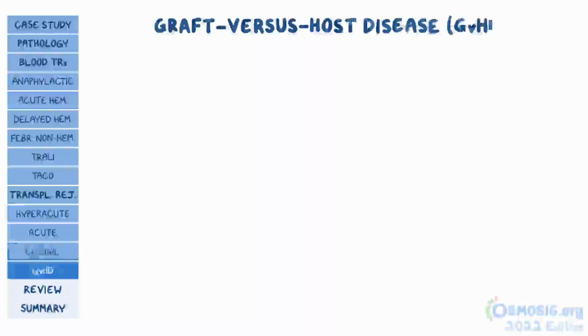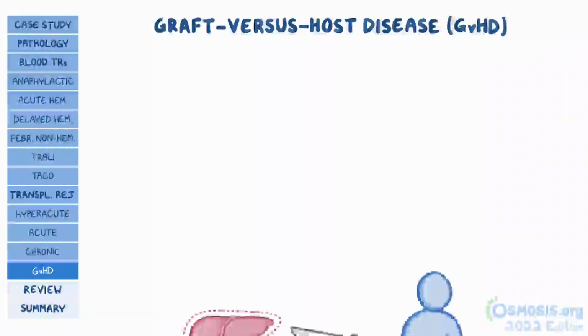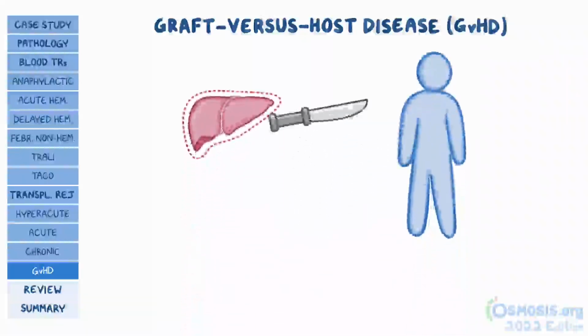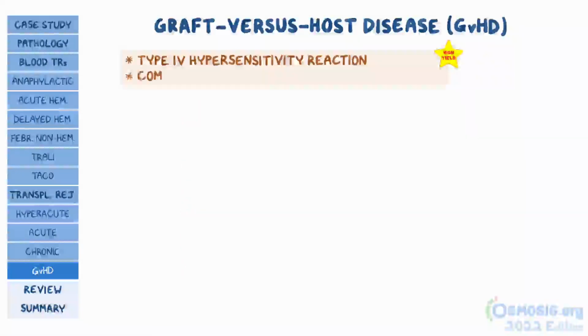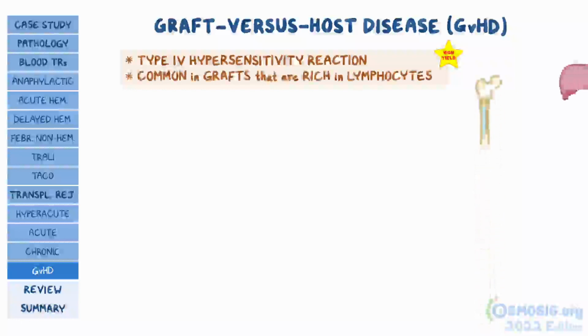Okay, finally, there's graft versus host disease, or GVHD for short, which is similar to transplant rejection, but works the other way around. In other words, it's the graft that's rejecting the recipient or host. Graft versus host disease is a type 4 hypersensitivity reaction that's especially common with grafts that are rich in lymphocytes, such as the bone marrow or liver.